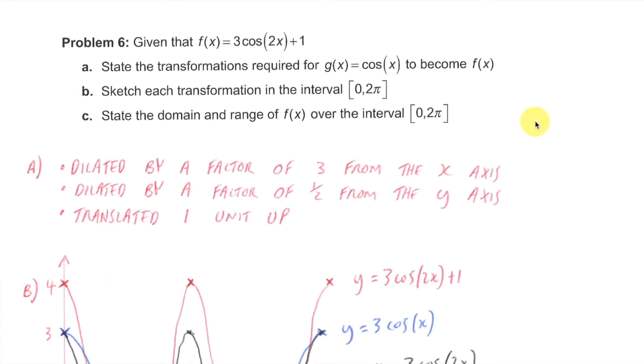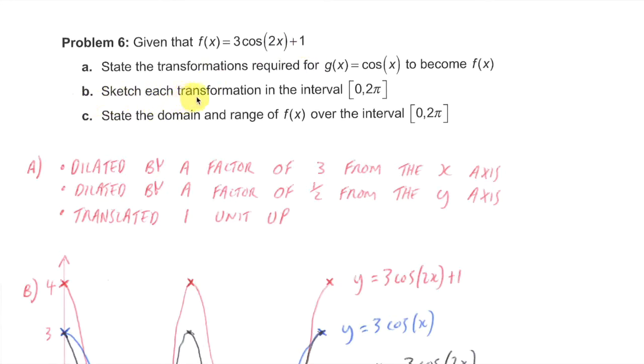Okay, so problem 6, given that f of x equals 3 lots of cos 2x plus 1. We need to state the transformations that would be required to move g of x, which is the basic cosine function, to become f of x. So we have a dilation factor of 3, parallel with the y-axis, or in other words, from the x-axis. We have the dilation factor of a half, parallel with the x-axis, or from the y-axis. There are no reflections. There are no horizontal translations, but there's a vertical translation of 1 unit up.